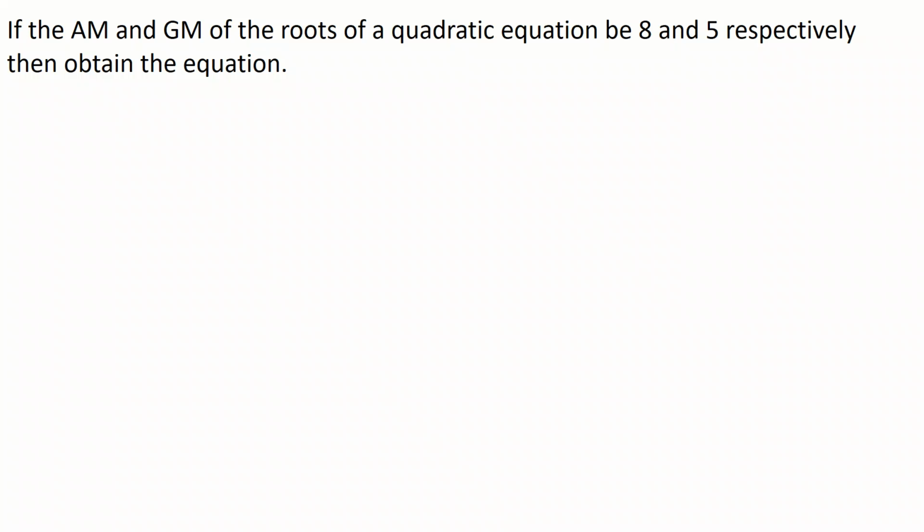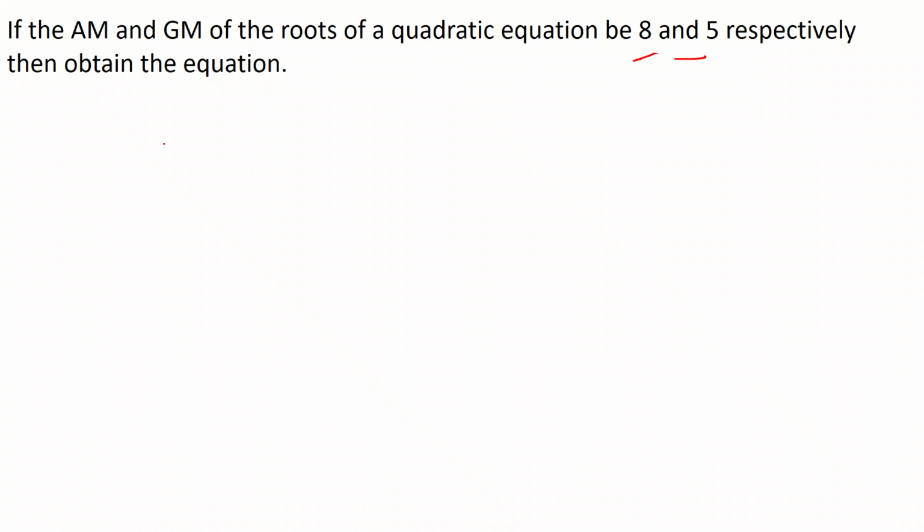The question here says that there is a quadratic equation and you take out the roots. There are two roots of a quadratic equation, and the AM and GM of those roots are equal to 8 and 5. This is what the question says. The AM and GM of those two roots are 8 and 5 respectively. Then they are asking us to find the equation.